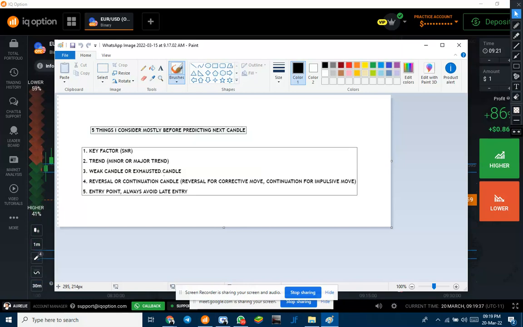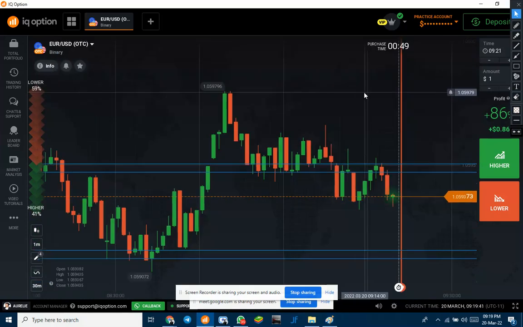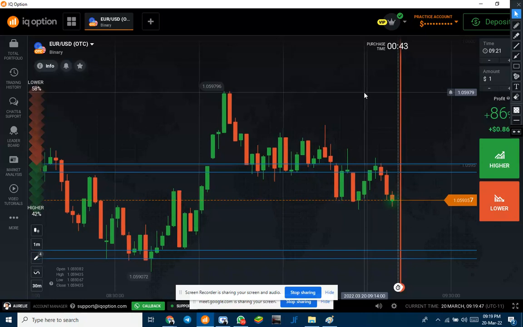Now the weak candle or exhausted candle. When I talk about a weak candle, I'm talking about a candle that, even when you see it, you should know that this candle is weak.